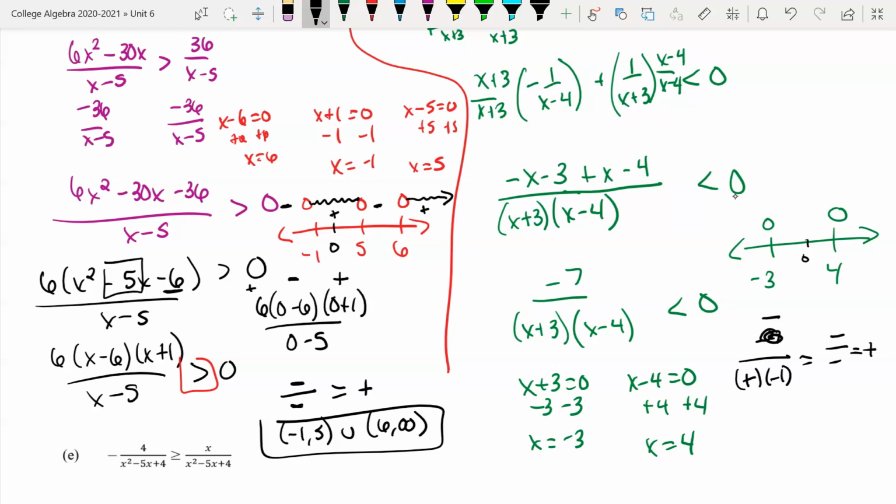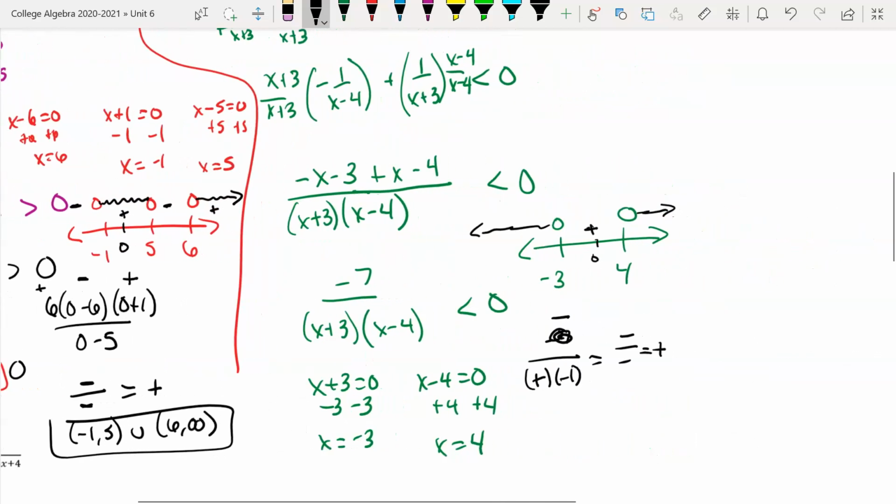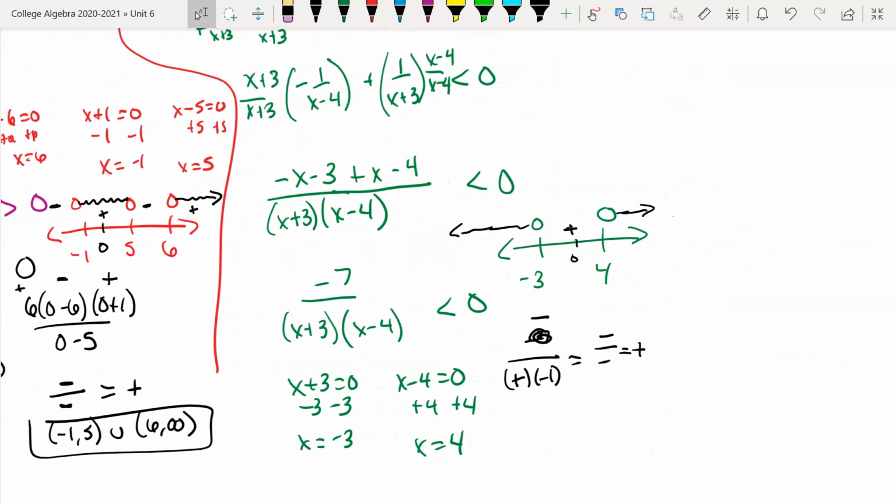Is a positive number going to be less than 0? No, so that's a false statement. So I want to shade on the sections that it's not going to be positive, which would be to the left and to the right. So negative infinity to negative 3, union 4 to infinity.